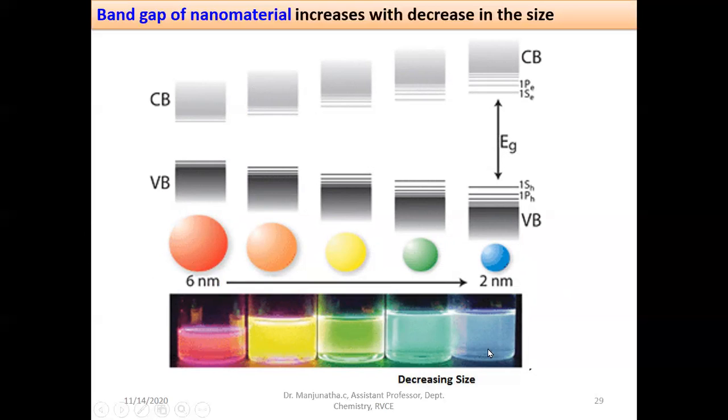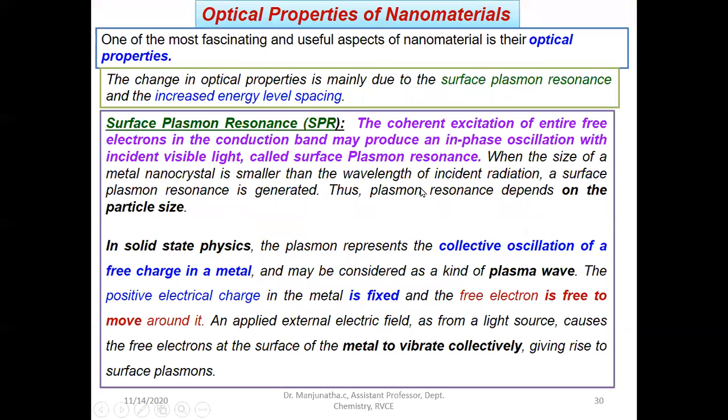And look at this. When they expose the colloidal suspension of this nanomaterial to visible light, it exhibits this color. Even 2 nanometer particles present in the solution exhibit this color. The optical properties are completely changed because of the change in the band gap. So let us understand in detail why the optical properties changed for a colloidal suspension of metal nanoparticles.